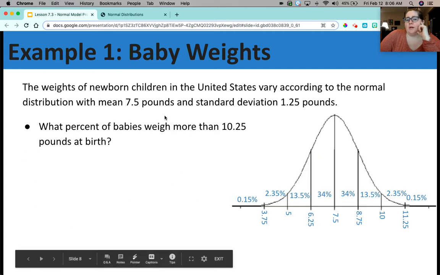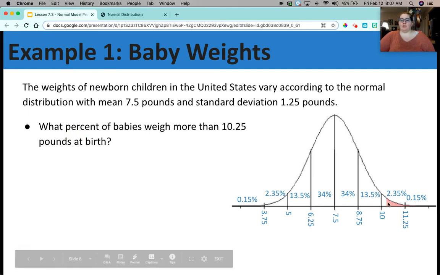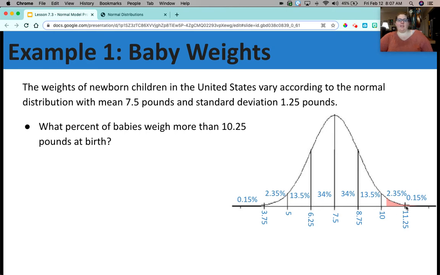So let's do another one, still dealing with the newborn children. So we have the same X values. And now we want to know what percent of babies weigh more than 10.25 pounds at birth. So we're going to start again. There's my shaded region. If I were to do this by hand, by drawing it out, 10.25 is a little bit above 10, and then we want more than that, so I shade to the right. So I can see this very teeny tiny area. I get an idea that it should be a pretty small percentage or proportion.